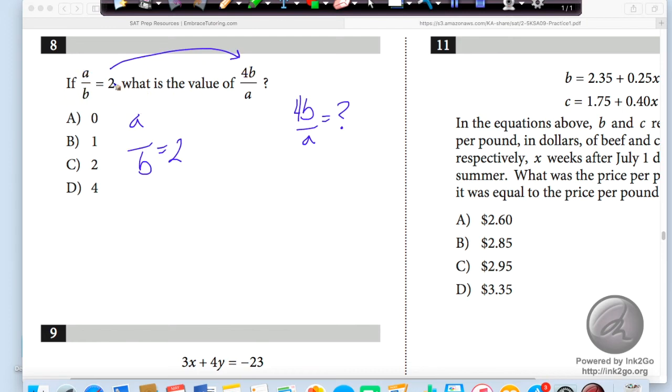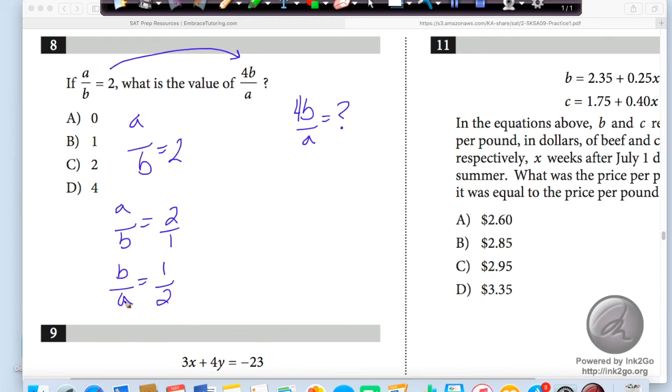Here I have a over b equals 2, here I have b over a. Now think to yourself, if this is a proportion, if I have a over b equals 2, then this is really a over b equals 2/1. Now, what do you think I would do with this proportion if I have b over a? Well, this would then become 1/2, right? If I have a over b equals 2/1, then b over a equals 1/2.